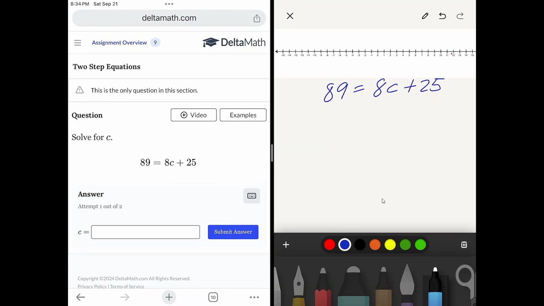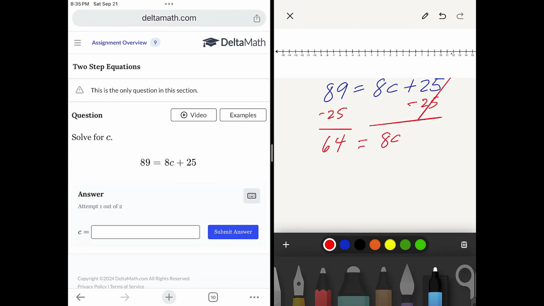All right, so the very first thing you see here is 89 equals 8C plus 25. All I'm going to do is get the 8C by itself. So I'm going to move this 25 to the other side, and the way I do that is with the inverse operation. Since this is a plus 25, I am going to subtract 25 from both sides. And these are going to cancel out. That's actually why I did it. Then I'm going to have 89 minus 25, which is 64.